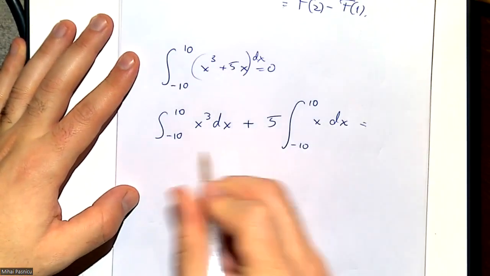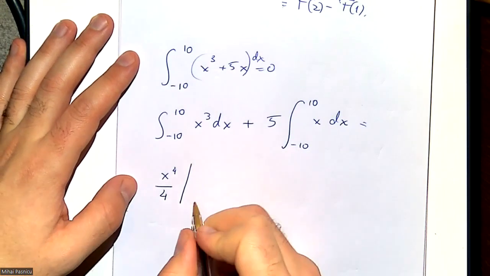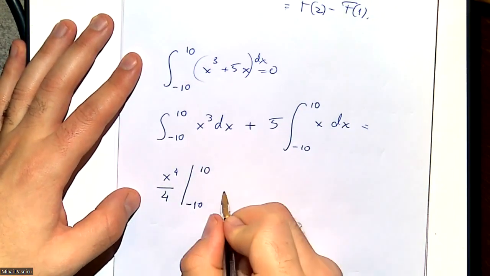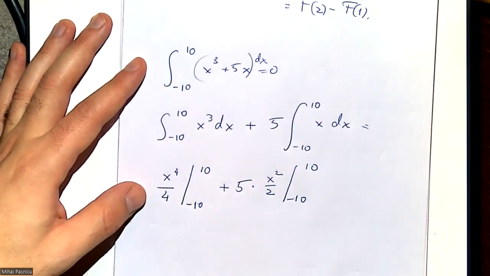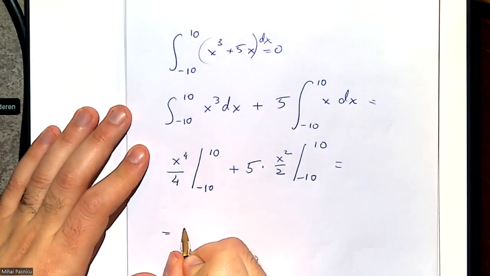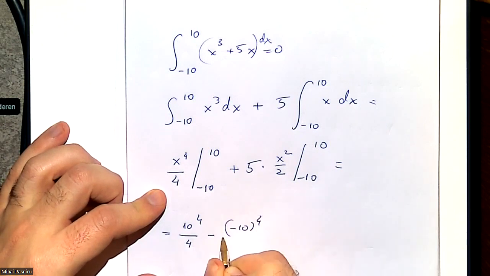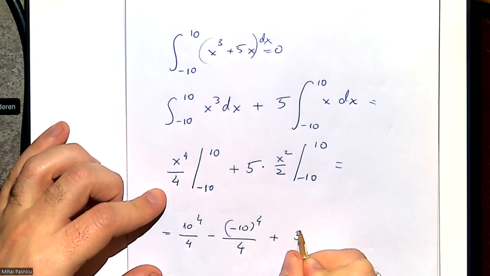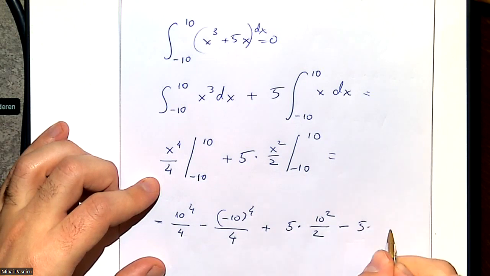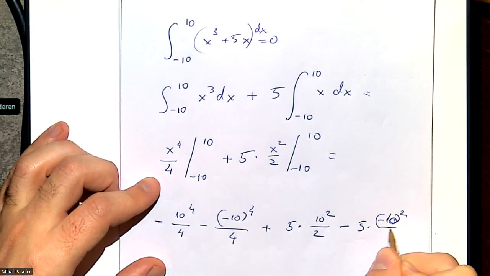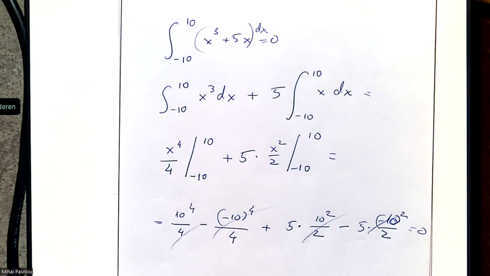So this, again, same logic. This is x to the fourth over 4, and this is the notation I use, evaluated from minus 10 to 10, plus 5 times x squared over 2, again evaluated from minus 10 to 10. And then you plug in the numbers, dot, dot, dot, you get 10 to the fourth over 4 minus (minus 10) to the fourth over 4, plus 5 times 10 squared over 2 minus 5 times (minus 10) squared over 2. And then you notice everything cancels out, so you get 0. Okay, everyone followed on this? I think it should be pretty standard.